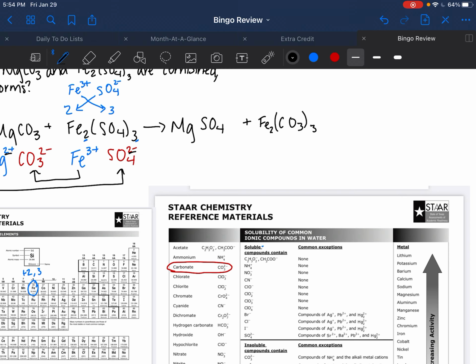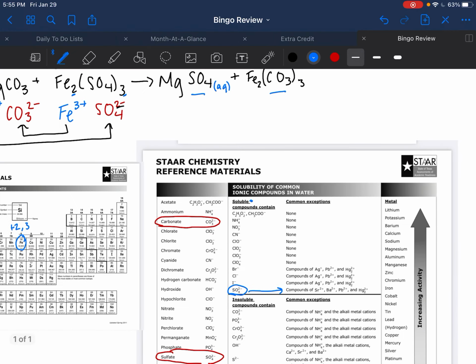So the way we look at our solubility table is we look them up based on their anion. So I'm going to start by looking up the sulfate. Here it is down here. And this table tells me that sulfate should be soluble unless it has one of these exceptions. So look and see if magnesium is on this list of exceptions, and it is not. So it is soluble, meaning it will dissolve. It is aqueous.